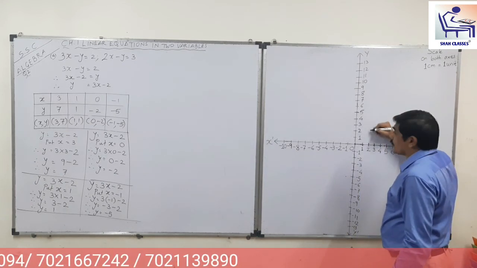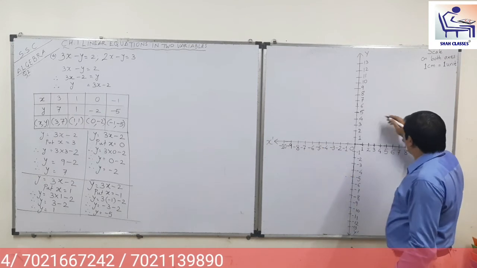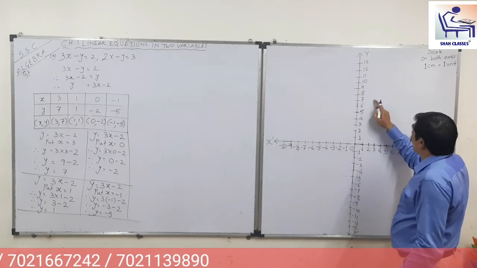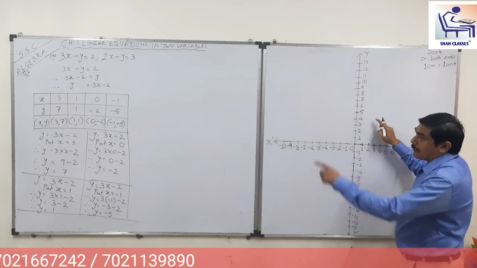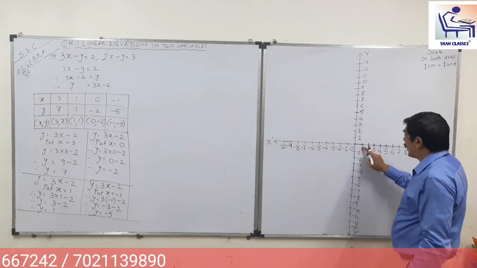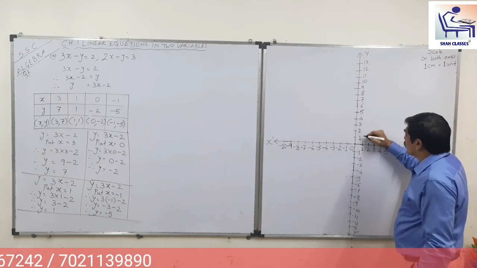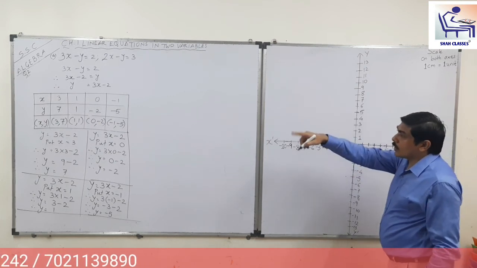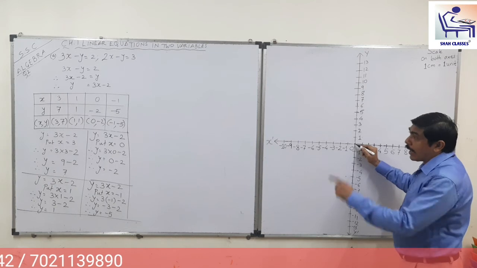First point is your 3, 7. So on x-axis 3 and on y-axis 7. Second point is 1 and on y-axis also 1. On x-axis 1, on y-axis 1. So you got 1 point here. And the third point is 0 minus 2.